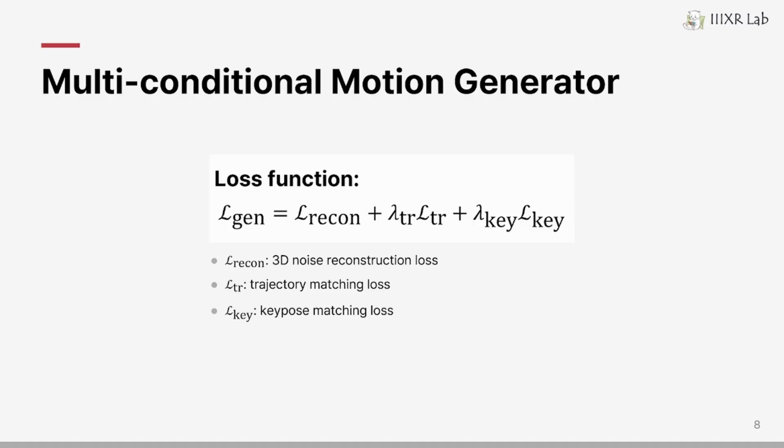And the third is the key pose alignment loss, which makes sure that generated body poses remain consistent with the key poses provided in the storyboard. Together, these three objectives enable the model to produce realistic and coherent 3D motions that are well aligned with the 2D storyboard input.